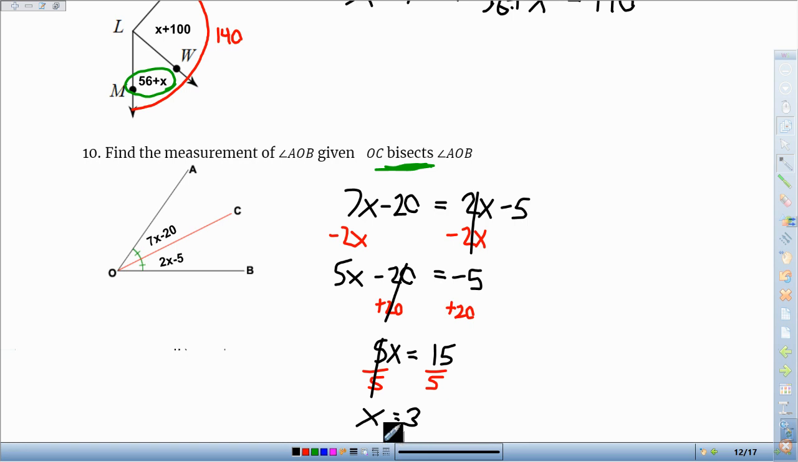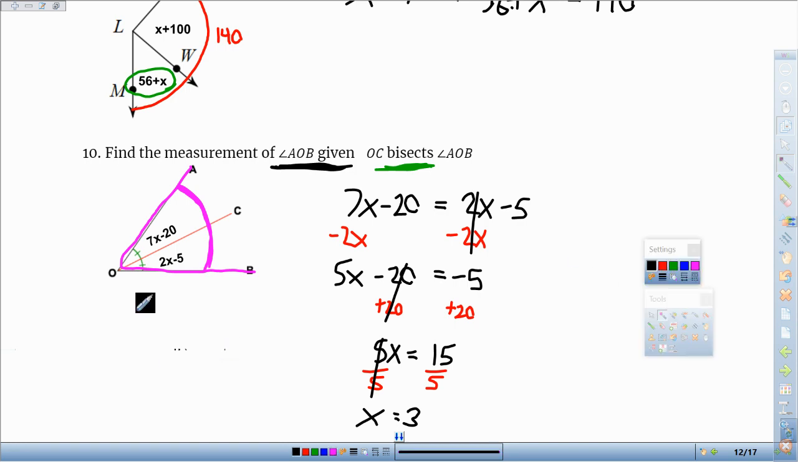Okay, be careful. We're not done, right? We need to then plug it back in. It wants us to find the measure of angle AOB. Let's figure out what that is. Starts at A, goes around O to B. It wants us to find the measure of the entire angle, the entire thing.